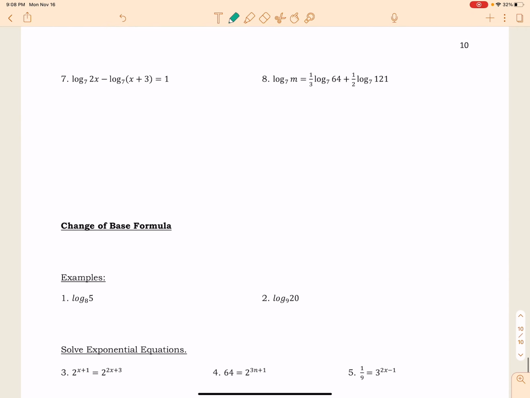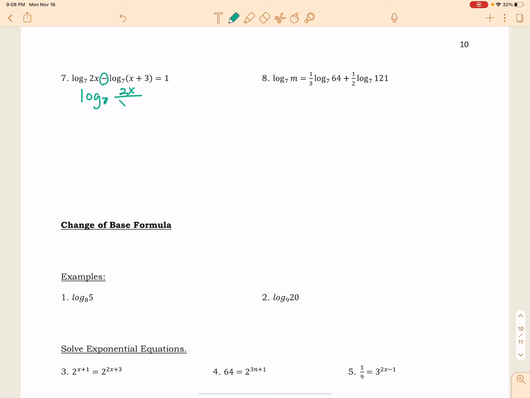We'll continue with our examples here. Again, I'm going to use the quotient property. So I've got log base 7 of 2x over x plus 3 equals 1. And I do not have another log term on this right side, so I'm going to put this in exponential form. So I use the base 7 to the 1 equals 2x over x plus 3. Now this is just a regular equation. So I'm just going to think of the 7 as 7 over 1 times 2x over x plus 3, and I'm going to cross multiply.